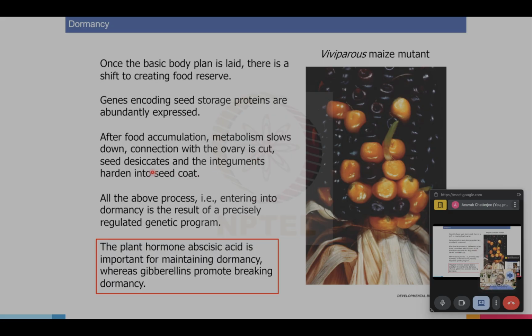The seed throws out a lot of water so that it can remain dormant at a very low rate of metabolism, so it doesn't use up all the food resources and can stay dormant for a longer time. And integuments, which are the external surface of the seed, harden into the seed coat. All this process of entering into dormancy is a result of a precisely regulated genetic program, after which they become dormant. And for example, here we have an example of a viviparous maize mutant.